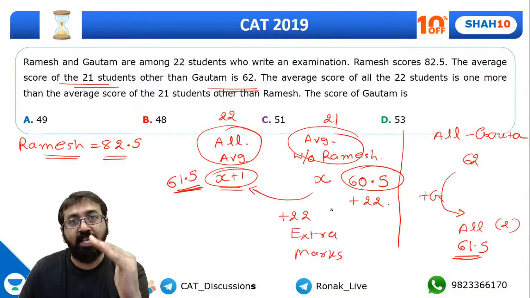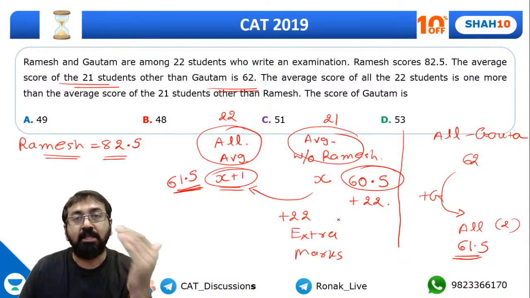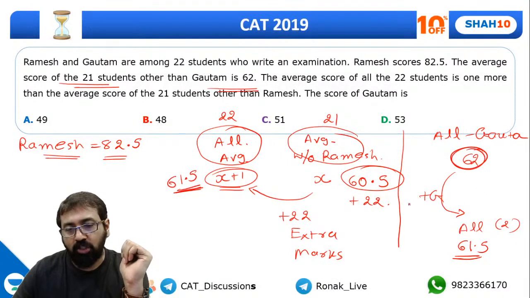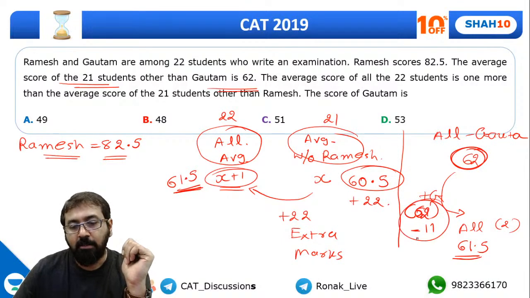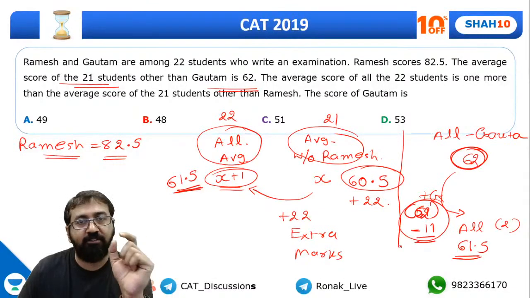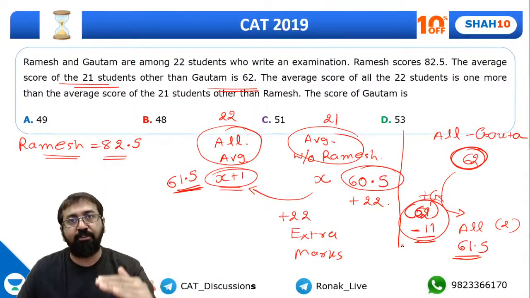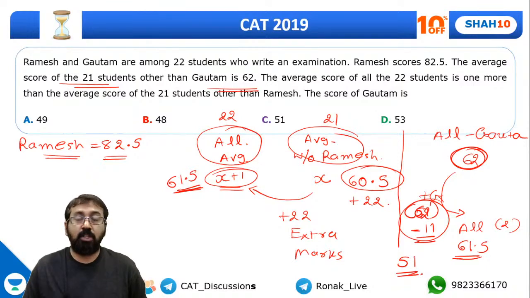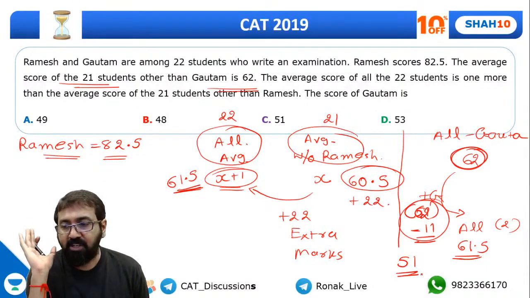That means Gautam is bringing minus 11 marks to the class. Matlab, Gautam is bringing 11 less marks to the class than the class average. So the class average is 62, so Gautam's score should be 62 minus 11, that is 51 only. Because of this 11 less marks, 11 divided by 22 is 0.5, so every student's average is going down by 0.5. Are you clear? So what should be Gautam's score? It should be 51 marks.